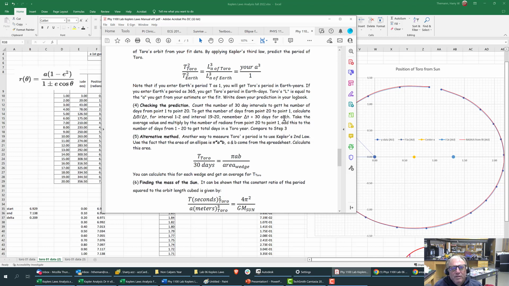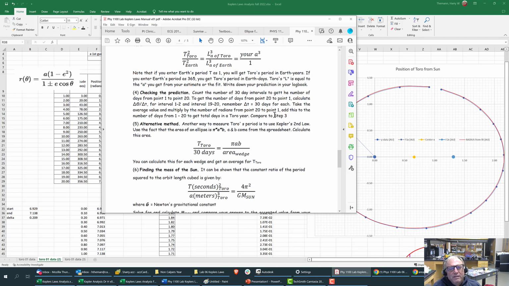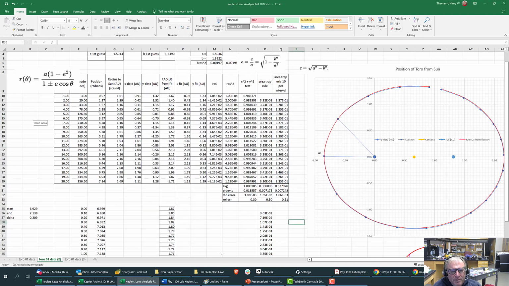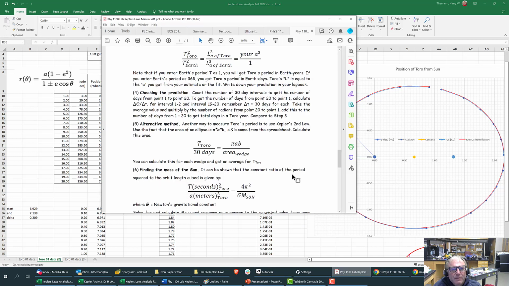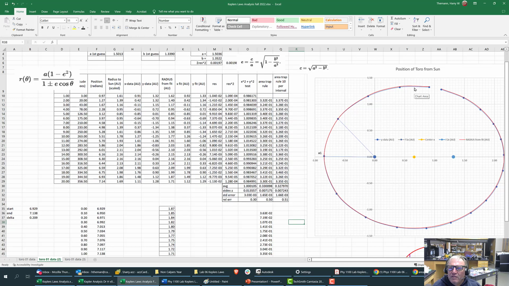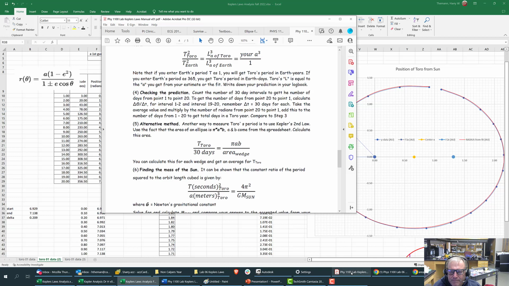Okay, so check the prediction. We did this in class. That recording is around, but I'll reiterate it for you, because now with all this fit data, it becomes pretty easy. Count the number of 30-day intervals. So you see 1, 2, 3, 4, etc. And then you multiply that number by 30. I forget the number off the top of my head.